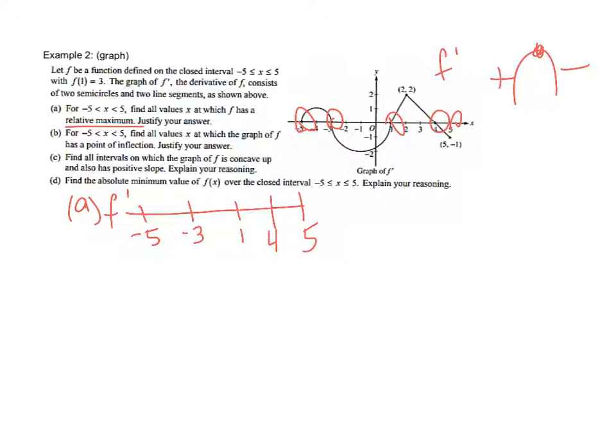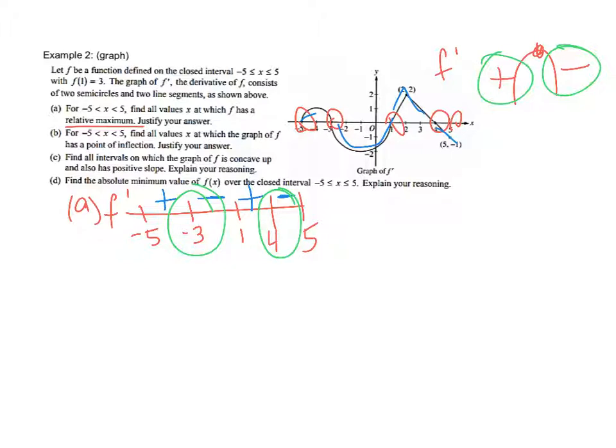So I'm going to go between -5 and -3. That's going to be increasing, that's positive. And then between -3 and 1, that's negative, so that's decreasing. Between 1 and 4, that's positive. And between 4 and 5, that's negative. So now to look for that relative maximum, I'm looking for where the sign changes from positive to negative. That would be at -3 and at 4.